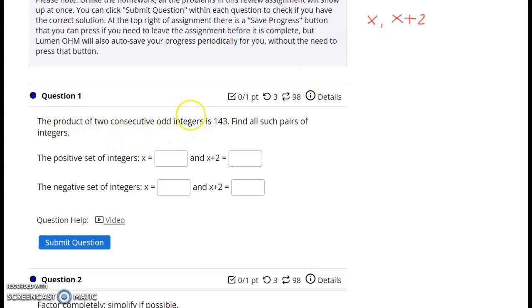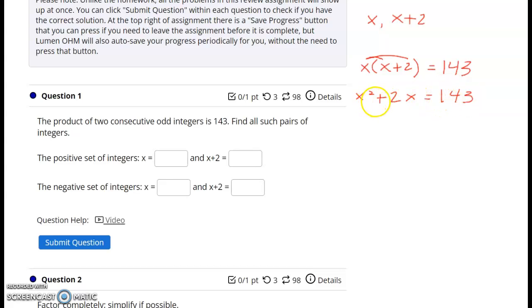Okay, now we need the product of those integers. So x times x plus 2 is going to equal 143. So that's how we want to set it up. Now it wants us to find all the integers, so basically we need to solve this. So first let's go ahead and distribute this x through. So we get x squared plus 2x equals 143.